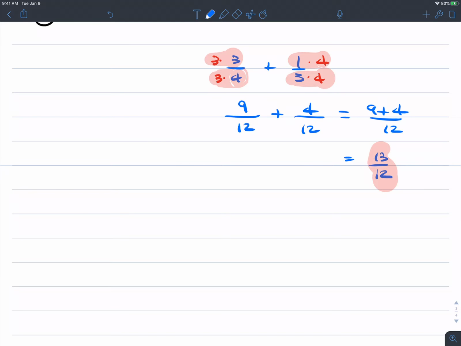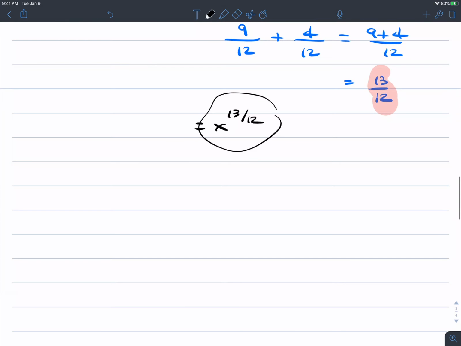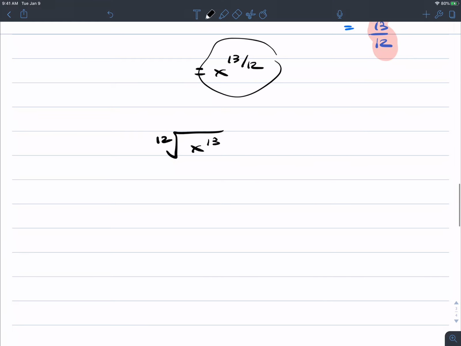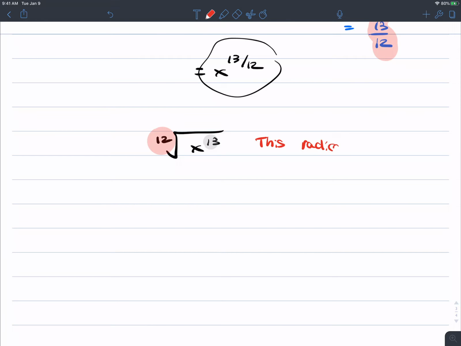This is my new power here. So your final answer, if we go back, will be x to the 13 twelfths. We know the power is positive, so we're done. However, when we write this in radical notation, this will become the 12th root of x to the 13th power. Now if we remember the definition, your index of 12 has to be larger than the power inside for your variable. And so here's the issue. This radical, we'll put it in red, needs to be simplified.